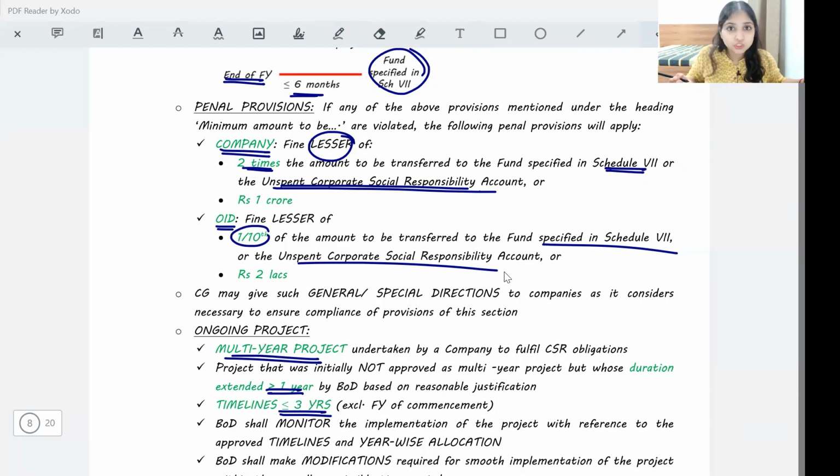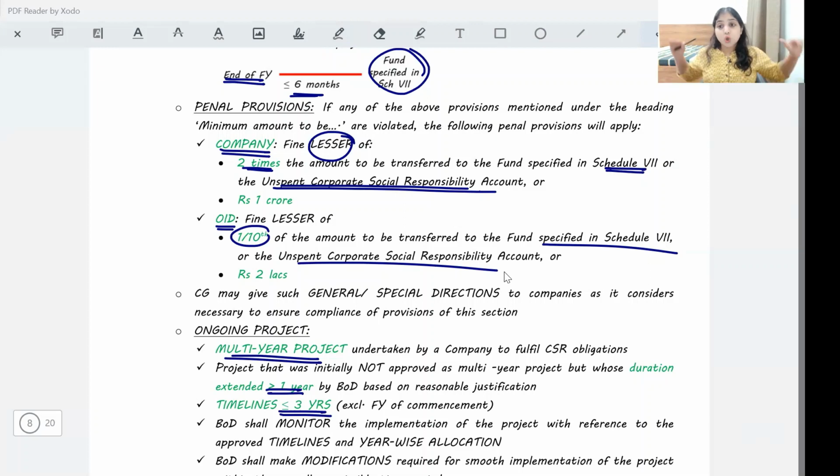We gave you solutions. Put the shortfall into the unspent CSR account. Put the shortfall into the Schedule 7 fund. If even that you did not do, if you did not put the shortfall into the unspent CSR account or the Schedule 7 fund, only then you will be punished. Just because you spend lesser, you will not be punished. You will be punished only if, in spite of spending lesser, you did not put money into the unspent CSR account or the Schedule 7 fund.